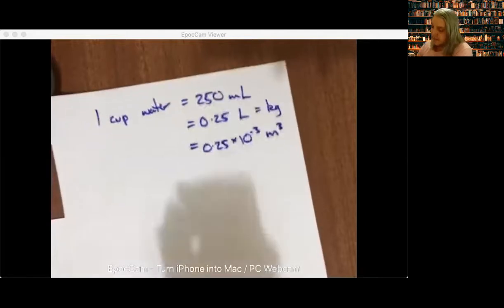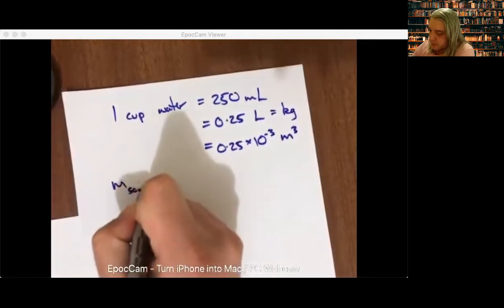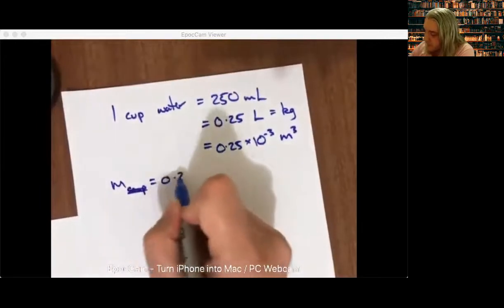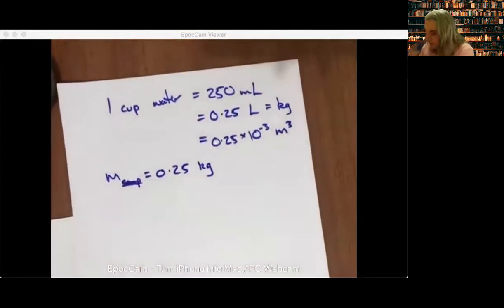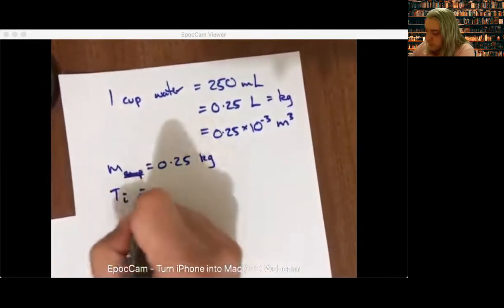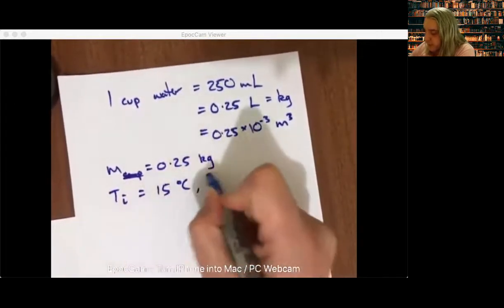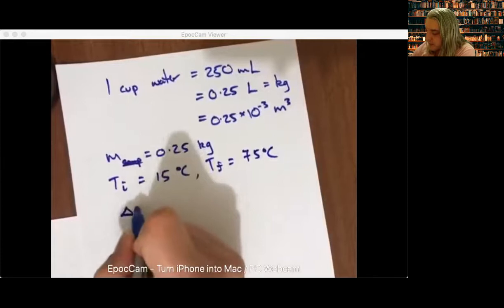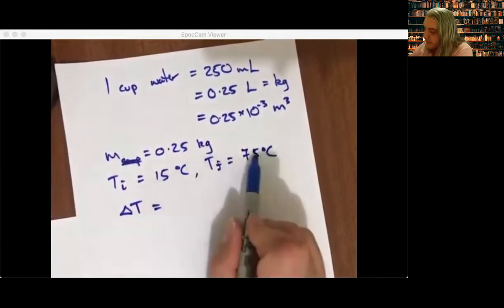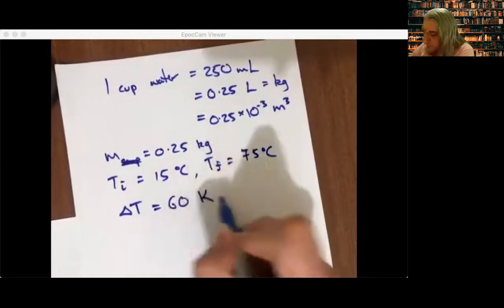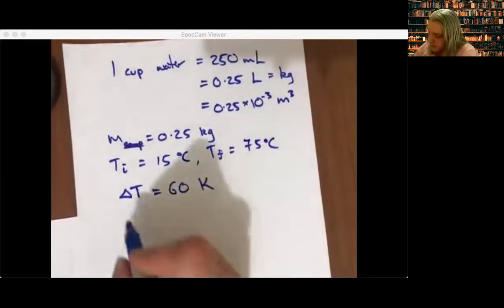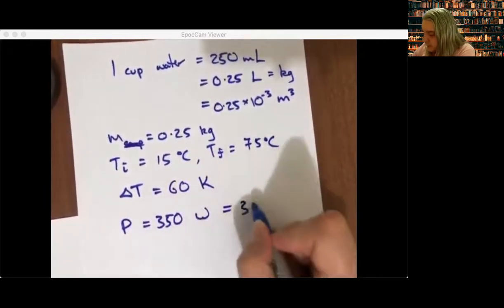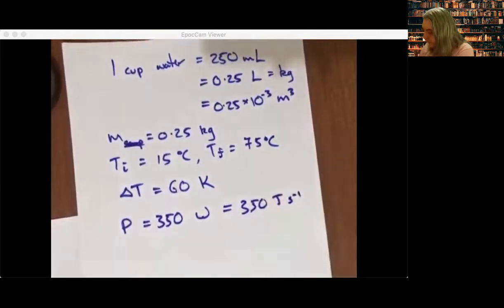So what we have is the mass of soup, and I don't need the subscript because there's nothing else going on, the mass is equal to 0.25 kg. The initial temperature is 15 degrees C, the final temperature is 75 degrees C, which gives us a delta T, a change in temperature from 15 up to 75, of 60 Kelvin. And our heater has a power of 350 watts, which equals 350 joules per second.